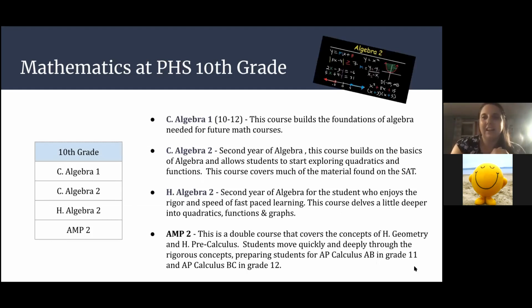College prep Algebra 1 is our foundational algebra class. It will give all the basics of algebra necessary in order to move on to those future math courses. Once a student successfully completes that course, they'll move into Algebra 2. So this is the second year of algebra. It picks up where Algebra 1 left off with, of course, some review, and it begins letting students explore quadratics and functions, and a lot of the content within Algebra 2 is also found on the SAT when they go to take that.